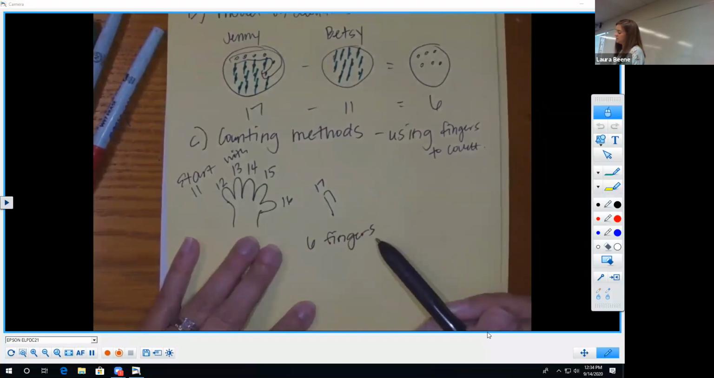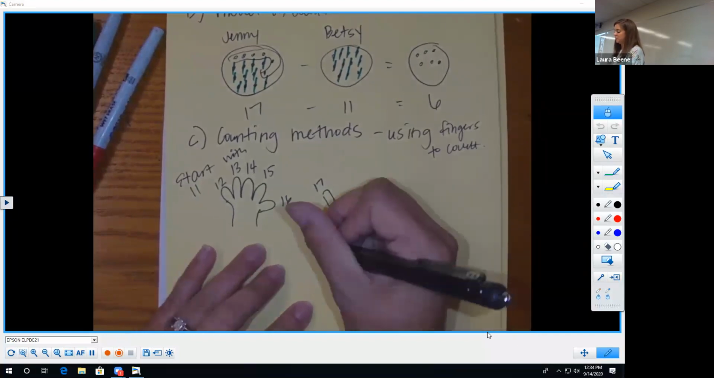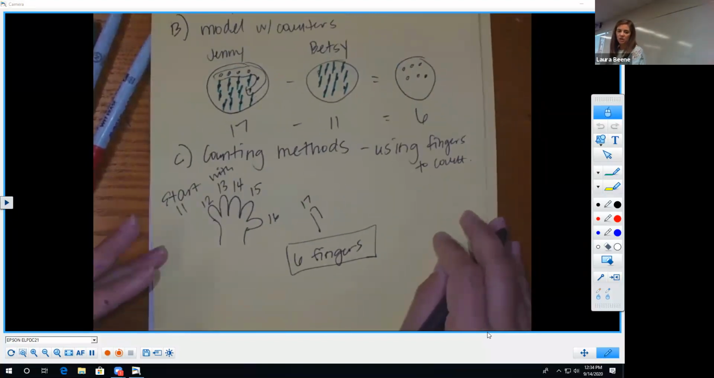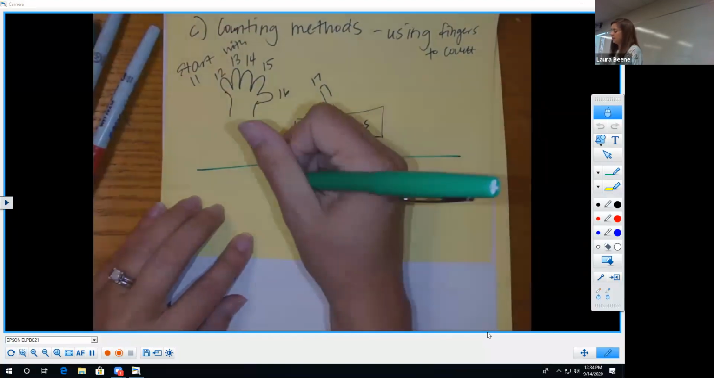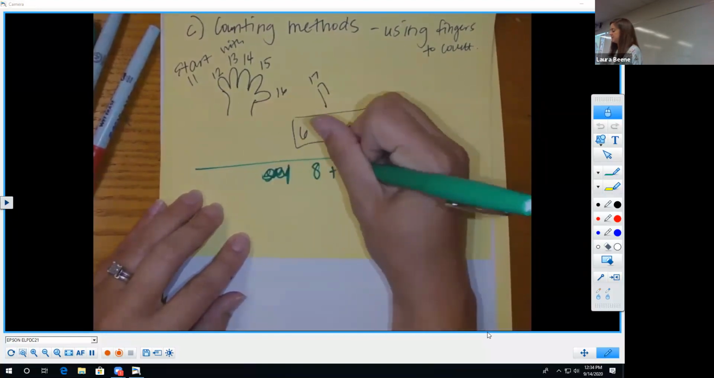You could also count down fingers. No, you don't have 17 fingers. So this would have to be the way you do this. But if it was a different type of problem, let's say this wasn't a subtraction problem. Let's say the problem was 8 plus 5.